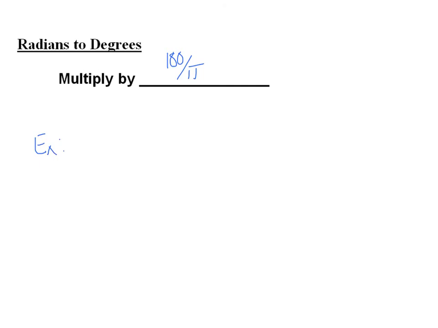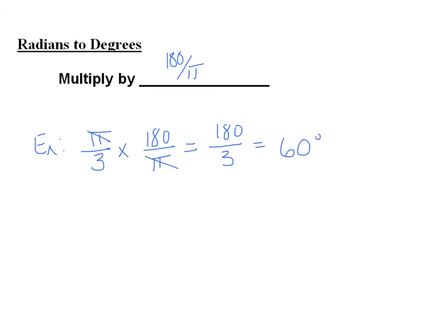Let's say I had pi over 3 radians, and I want to convert that to degrees. So I'm simply going to multiply by 180 over pi. Notice right off the bat we can go ahead and cross cancel. The pi's are going to cancel each other, and I'm going to be left with 180 over 3, which will simplify to 60 degrees. And we're done. Alright, on your own, I want you to go ahead and try to complete the 6 problems below on your own.